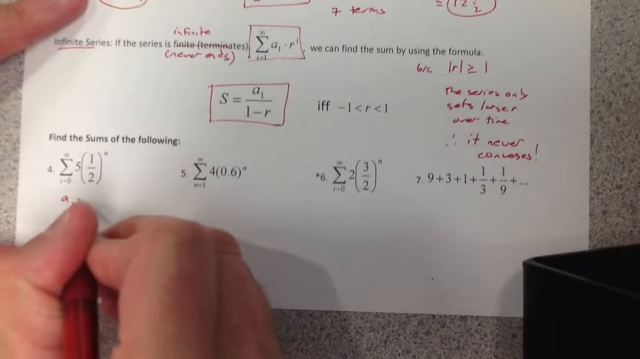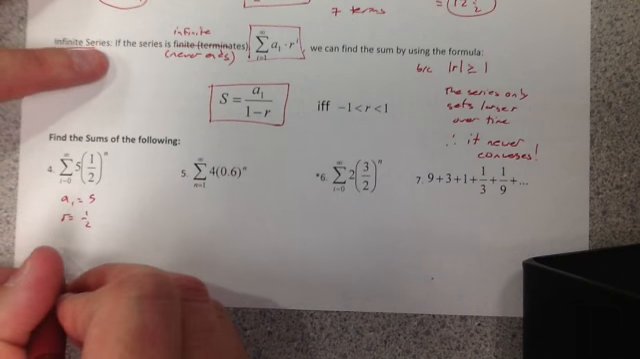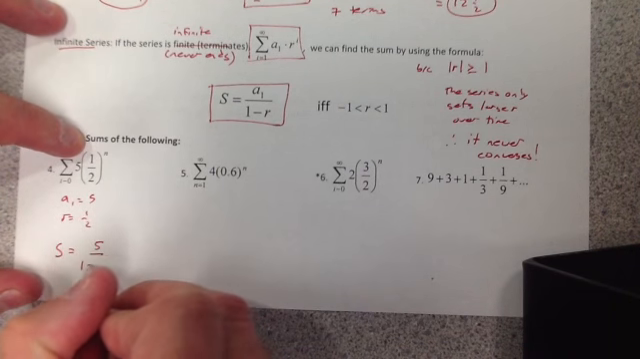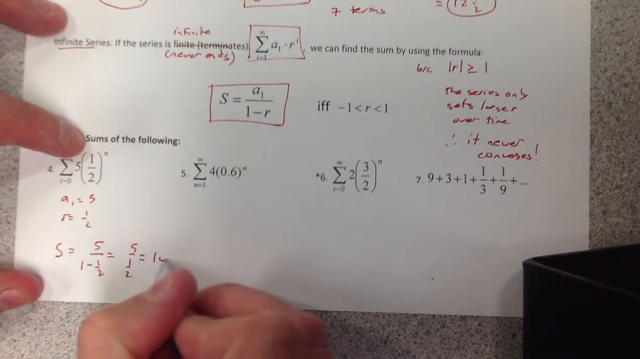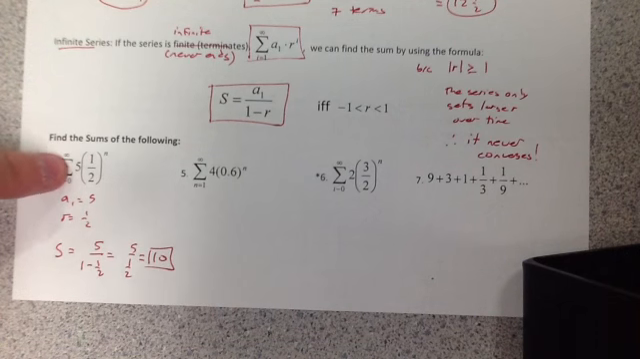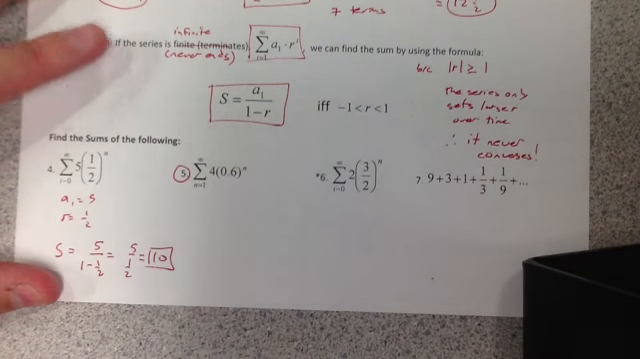What's our first term? 5. R is 1/2. So when we set this one up, the sum, if it's infinite, is the first term, 5, over 1 minus 1/2, which is 5 over 1/2, which is just 10. This is a really cool one when we get to applications, by the way. So see if you can try number 5, and then let's take a look at number 6.